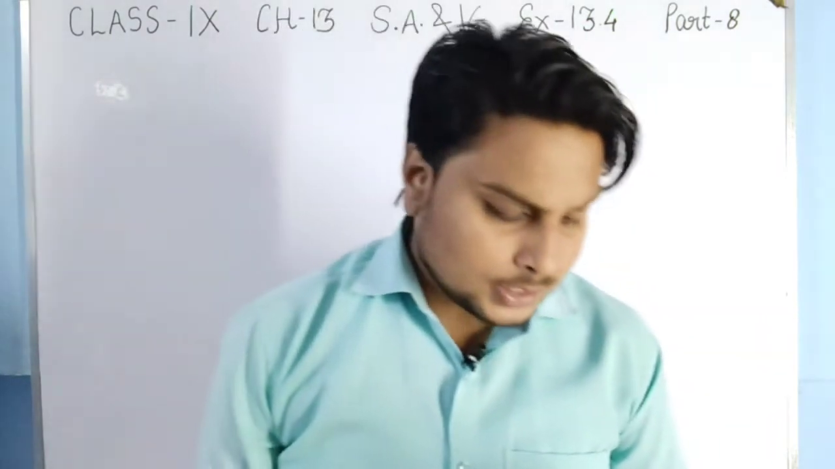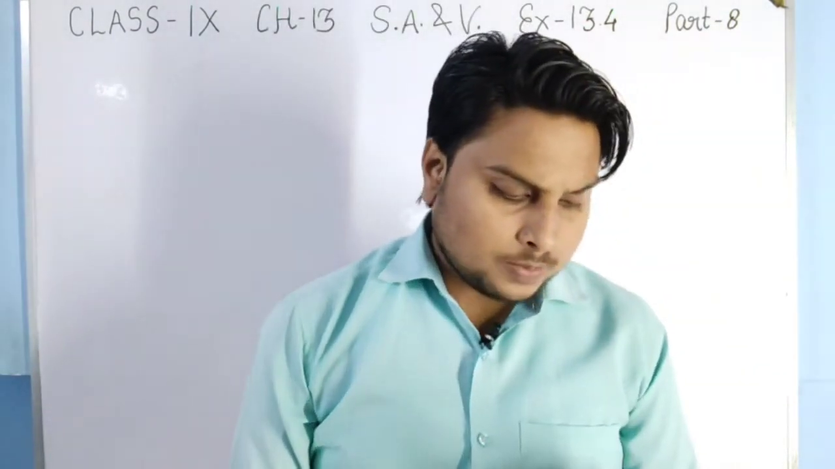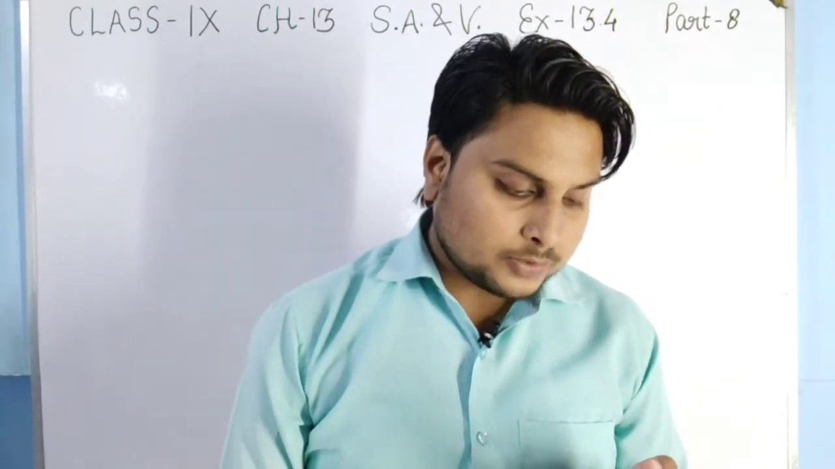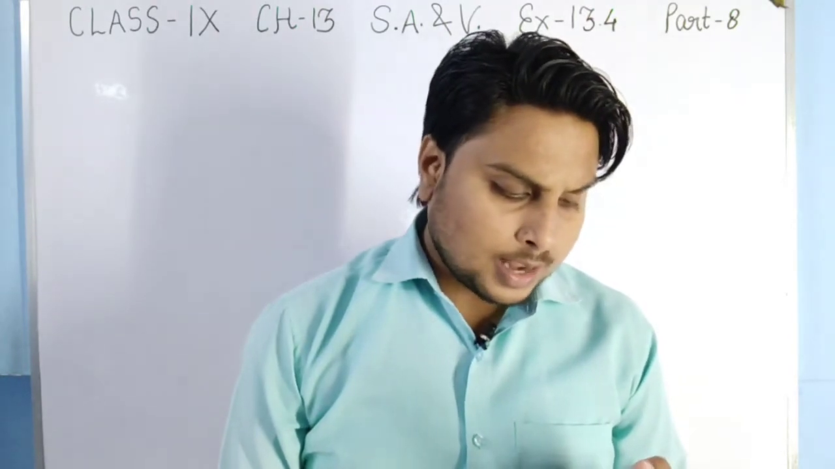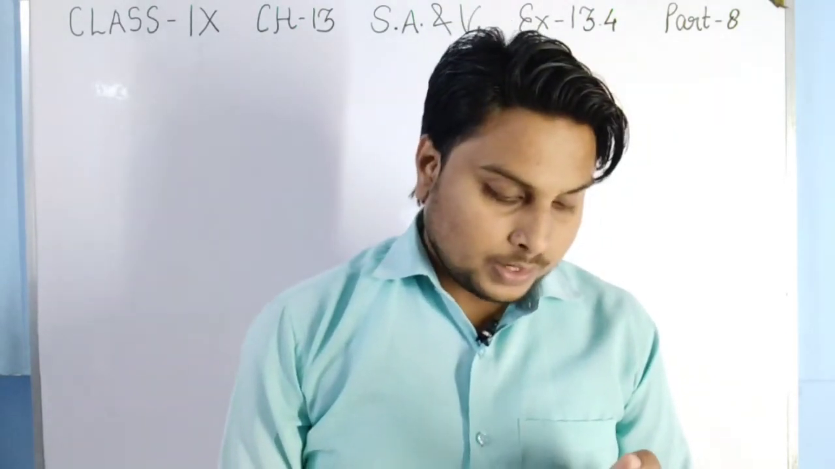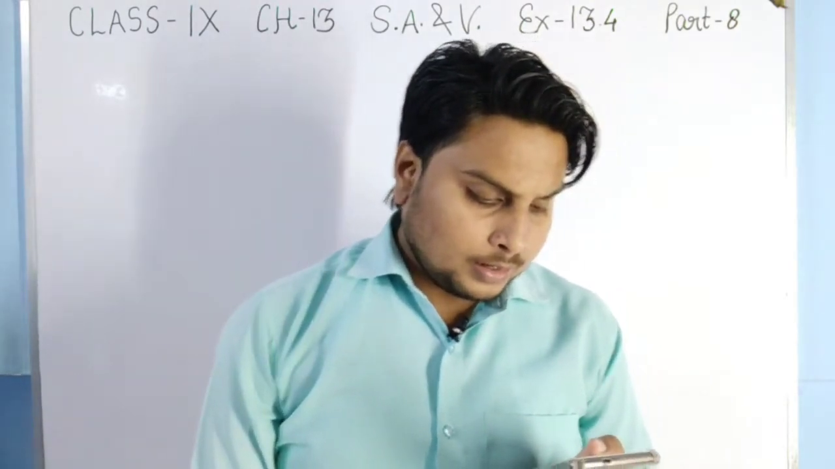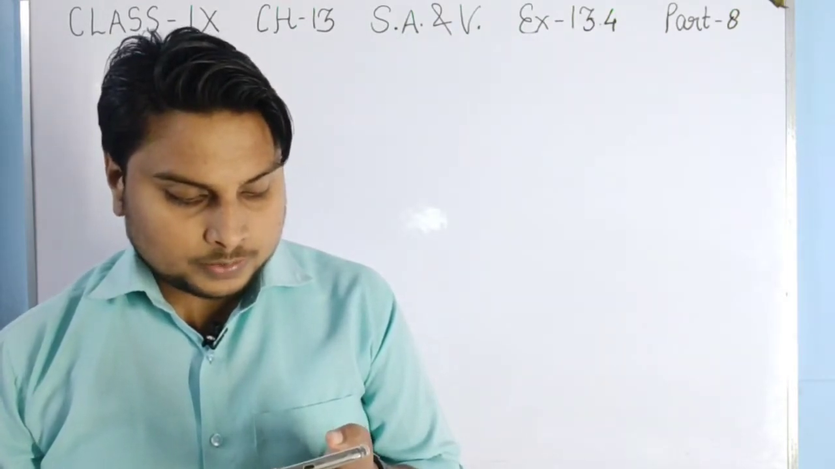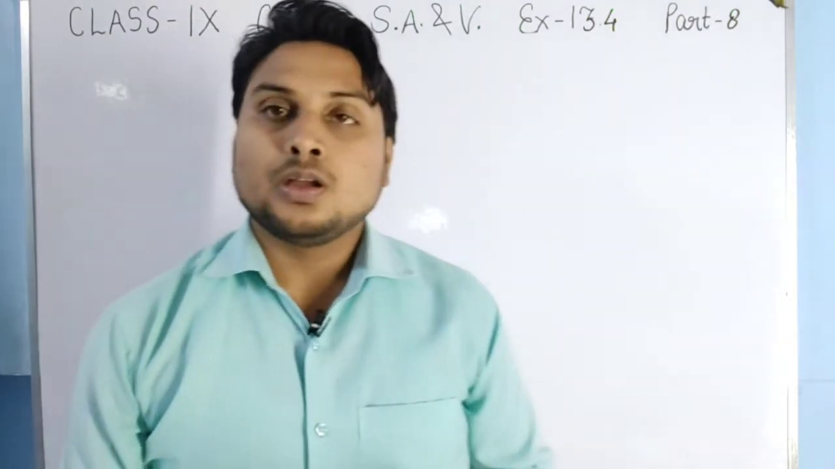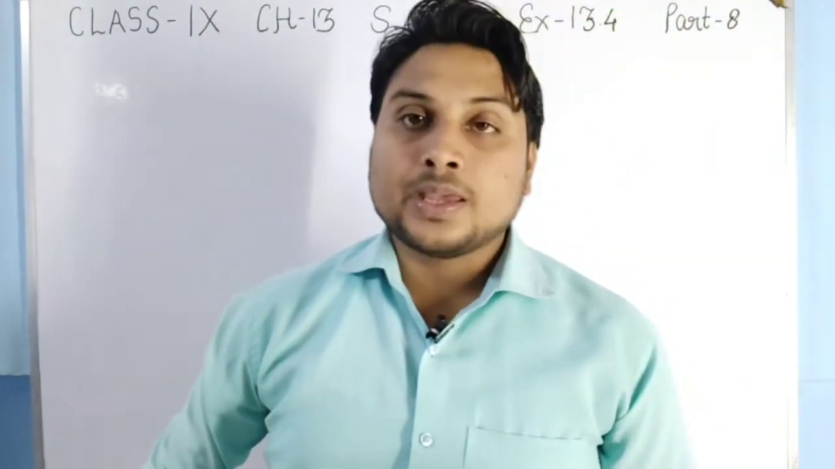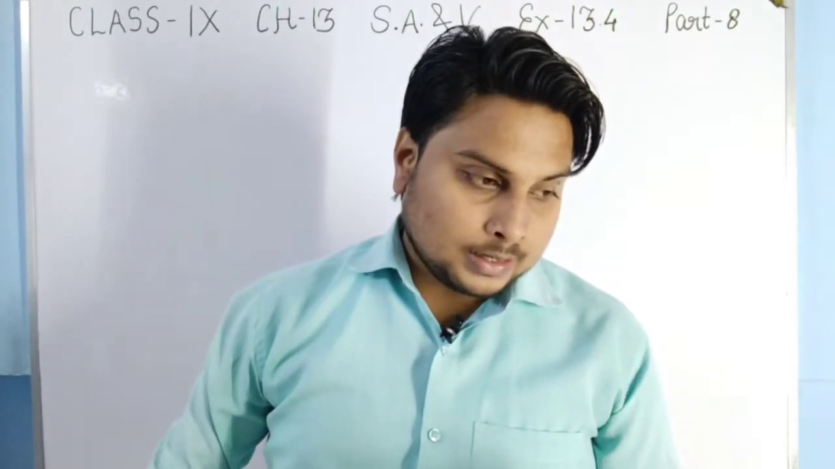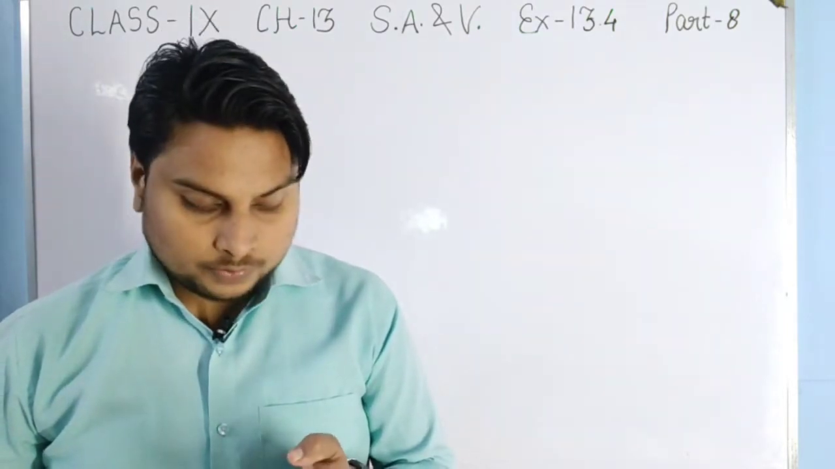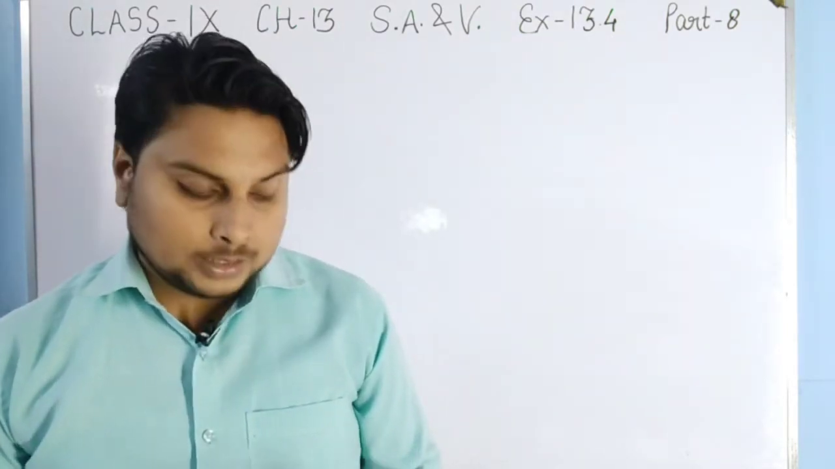Coming to the next question, students. Question number 5 is: a hemispherical bowl made of brass has inner diameter 10.5 centimeter. Find the cost of tin-plating it on the inside at the rate of rupees 16 per 100 centimeter square. Okay, so students, a hemispherical bowl is there, and on its inner surface, whose diameter is 10.5, you have to find the total cost of tin-plating.